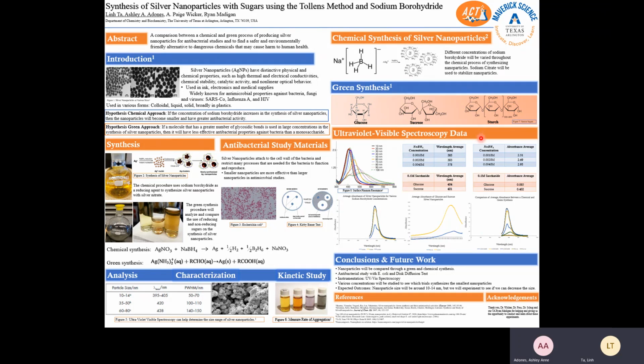And for our UV-Vis data, we've calculated the average absorbance and wavelengths, and we compared our chemical and green results by putting them into graphs that show the peak absorbances. So for this project, we want to find ways to synthesize silver nanoparticles safely and effectively, and we will also begin our antimicrobial study with E. coli to see how effective our nanoparticles are against bacteria.